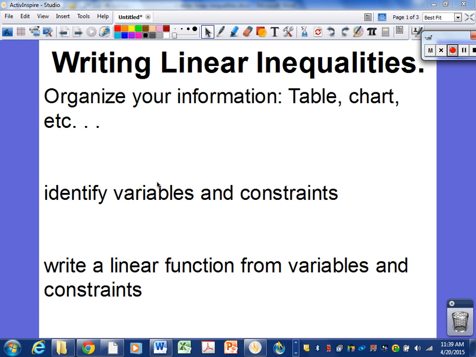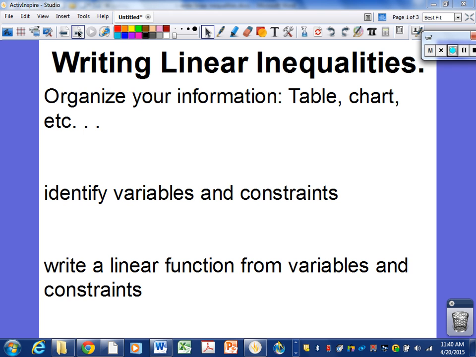Okay, but still you have to identify your variables and your constraints. And we'll talk about what the constraints are when we get to these two problems, number 1 and number 3. Identify your variables and your constraints. And then the last thing you want to do is write linear functions and inequalities from your variables and your constraints. So the hardest part is determining how you're going to organize your information. What kind of things go together, what kind of things don't go together.